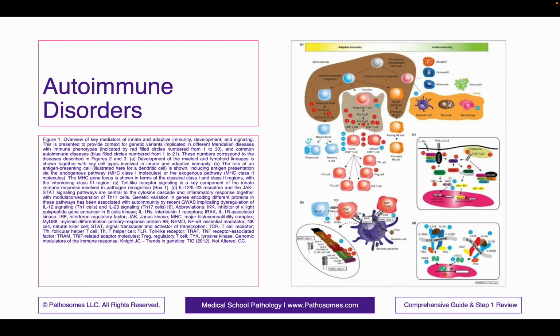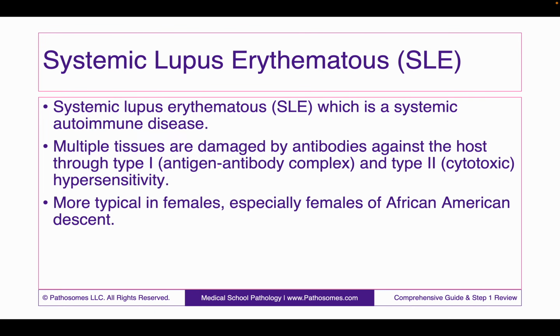Regarding autoimmune disorders, you don't have to know this image or read any of this text. Just take away that there's an adaptive immunity and then there's the innate immunity. We talked about that in a prior presentation. You can check that out, rehash it. Let's move on to SLE, systemic lupus erythematosus.